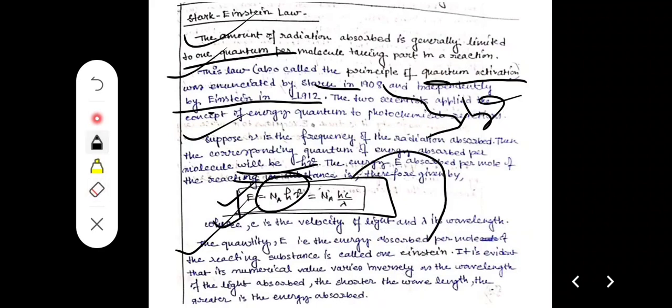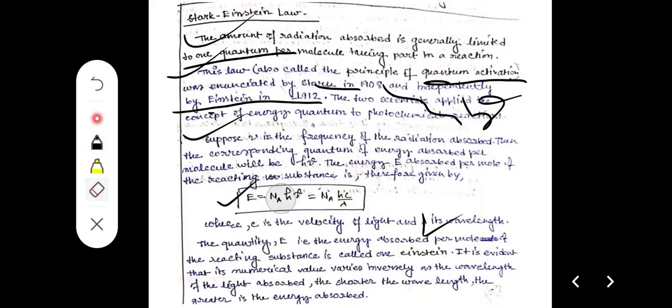This term is called Einstein. It is evident that its numerical value varies inversely with the wavelength. This E value is Einstein. And if light is absorbed, the shorter the wavelength, the greater is the energy absorbed.